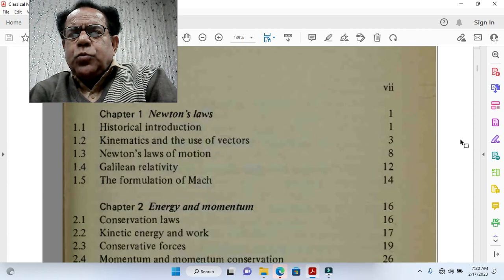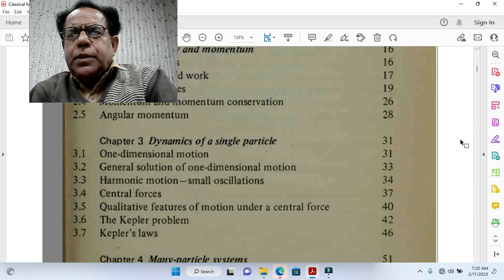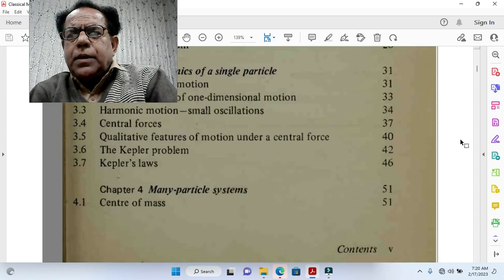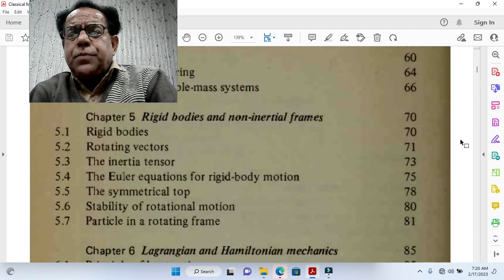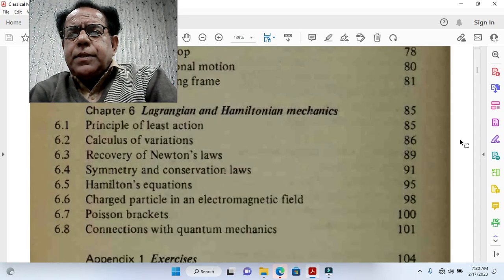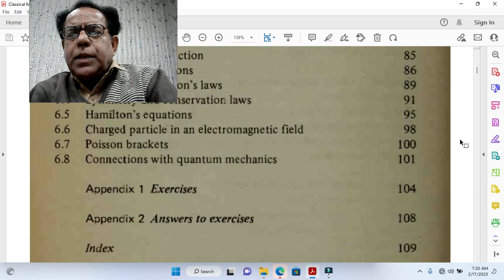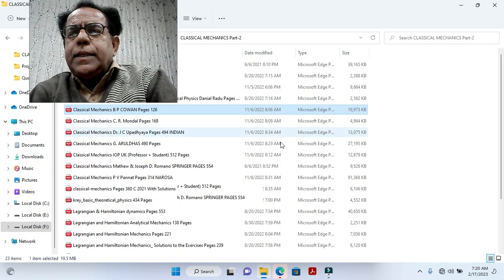Chapter number 1, Newton's laws. Chapter number 2, energy and momentum. Chapter number 3, dynamics of a single particle. Chapter number 4, many particle systems. Chapter number 5, rigid bodies and non-inertial frames. Chapter number 6, Lagrangian and Hamiltonian mechanics. And then the appendix is given at page number 109. I think it is enough.